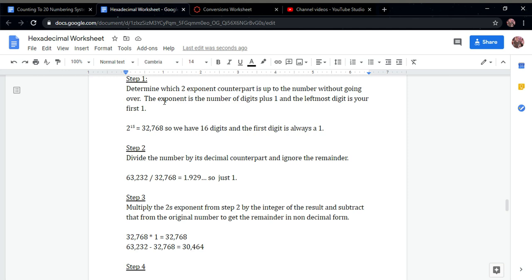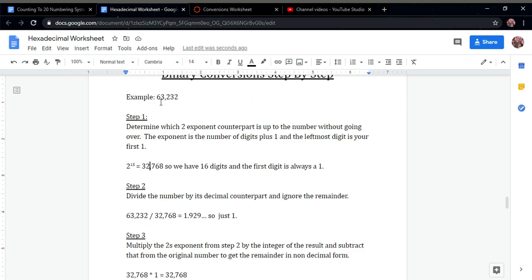Binary is a little bit easier, but it's the same logic. So determine which 2 exponent is closest to the number without going over. If I have the same number as above, 63,232, the closest one is 32,768, and that is 2 to the 15th. So that means we're counting 16 digits. So once again, super helpful, and to draw 4 of these, it's really helpful to divide them up into what's called words, or nibbles, sorry.